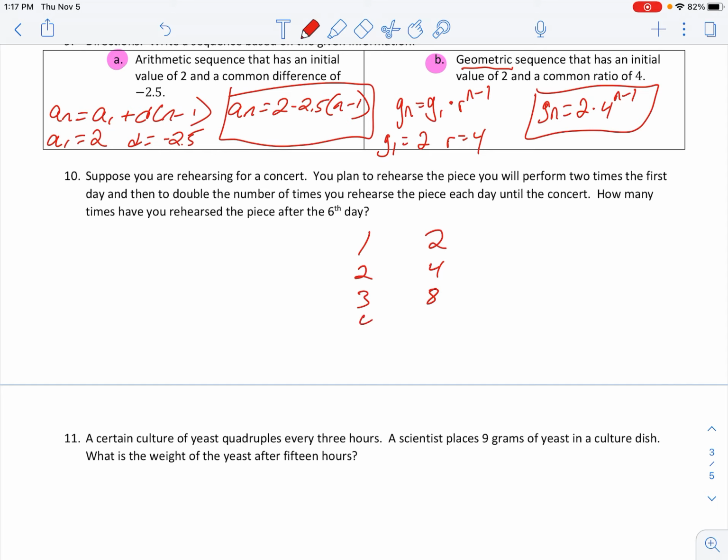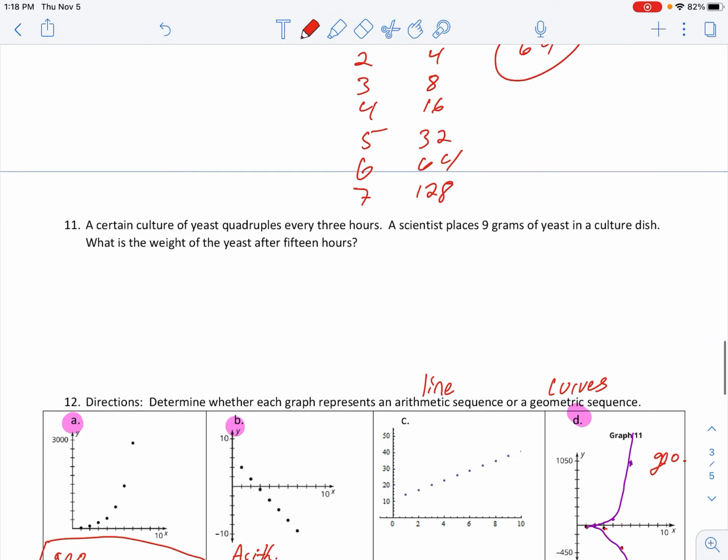Oops, if I could add. And then 16, and then 32, and then 64, and then 128. And I can continue on this problem. So you plan to rehearse 2 times the first day, which is here. And then after the 6th day, where are we at? We are at 64 practices.